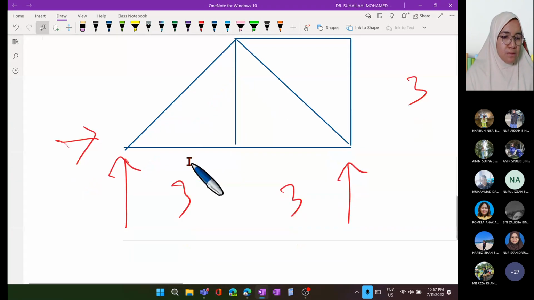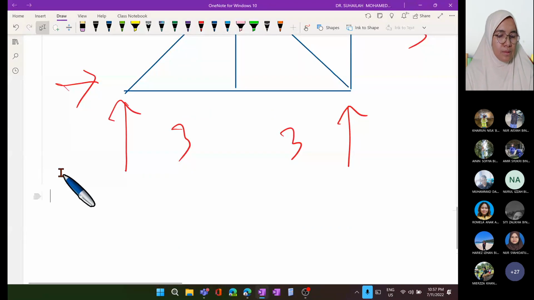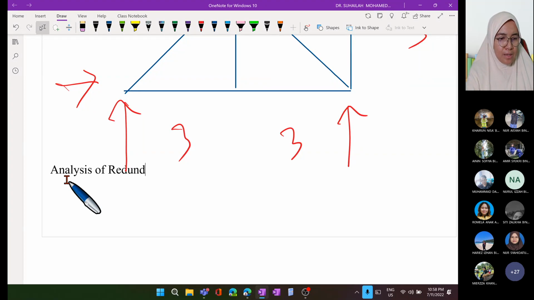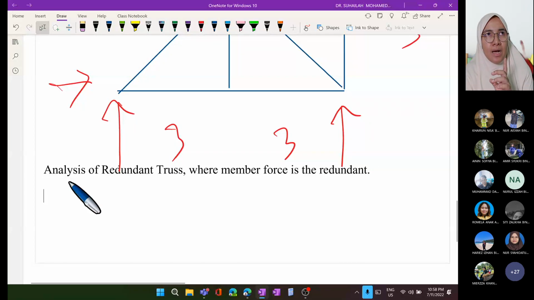Okay, I'll type here. This is the analysis of redundant truss. FBD of the redundant truss, where the member force is the redundant. Okay, characteristic number 1.